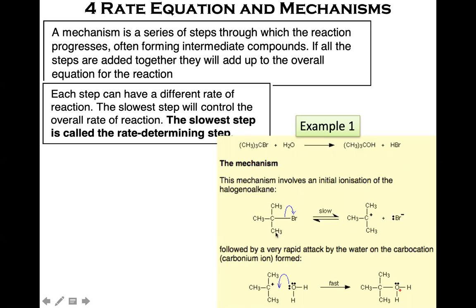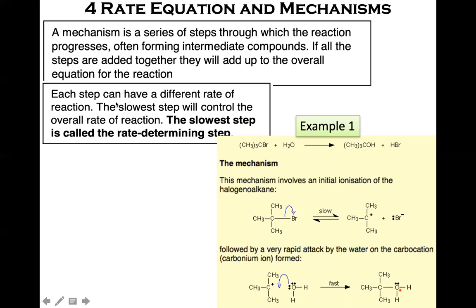So here you have step 1, step 2, and when you add them up together, you will get the overall equation. How do you add them up? You just put all your reactants on the left and all your products on the right. And hopefully you can see that since I have a carbocation on the left and a carbocation on the right, they cancel each other out. So that's why you don't see carbocations in the equation.